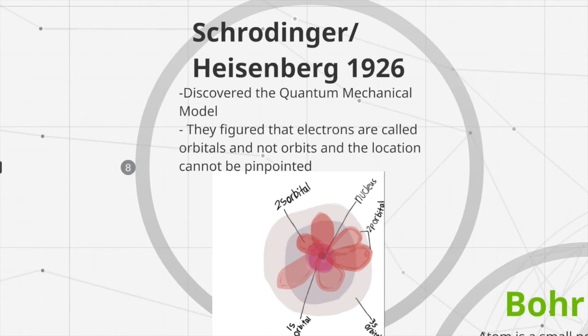The two guys discovered the quantum mechanical model in 1926. They figured that electrons are called orbitals and not orbits, and the location cannot be pinpointed. Electrons are particles and waves at the same time. They developed quantum numbers based on theories of Einstein and Planck.